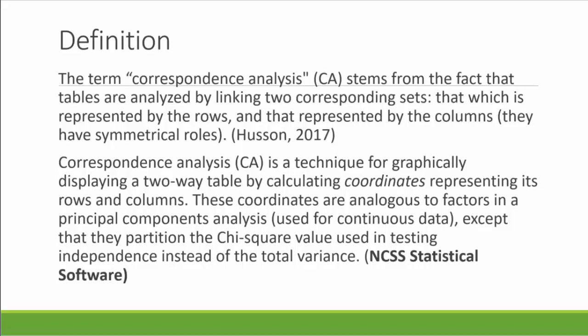These coordinates are analogous to factors in a principal component analysis used for continuous data, except that they partition the chi-square value used in testing independence instead of the total variance. So most of the time I will be talking about rows and columns, two-way tables such as contingency tables, chi-squares, and graphical displays. To understand more about this definition, let's run a CA using my Physics Ed dataset.